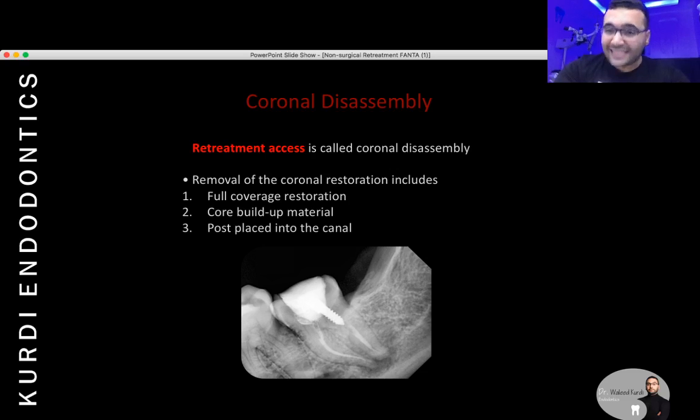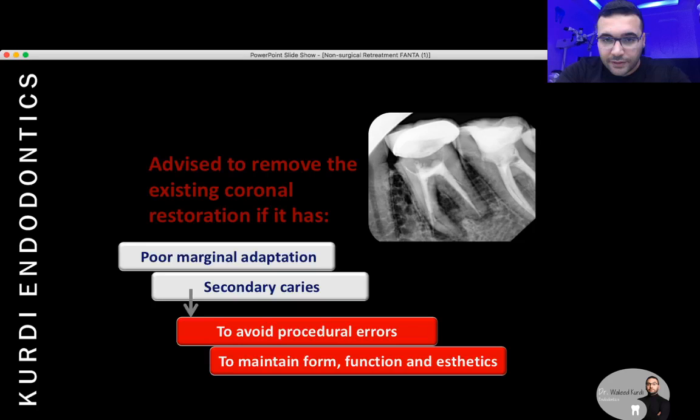First of all, the first step of retreatment is simply called coronal disassembly, because we want to remove the coronal restoration, like a full coverage or even a core buildup, like composite or amalgam restoration, and even if we have a post, we should remove it. It's advised to remove the existing coronal restoration if you have poor marginal adaptation or a secondary caries, to avoid procedural errors, and also to maintain form, function and aesthetics, and to make a good coronal seal after that.